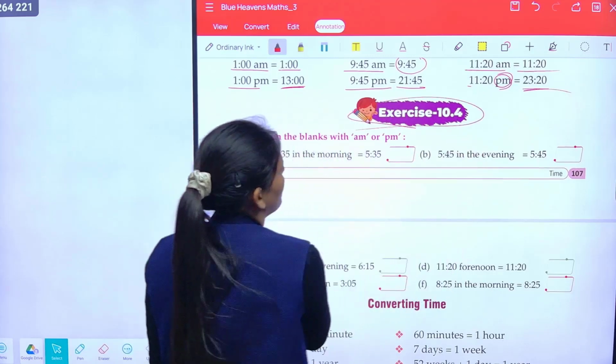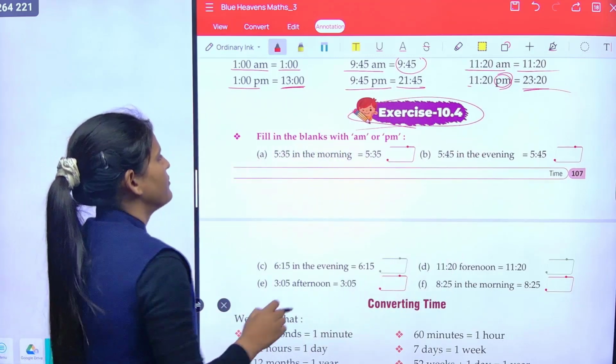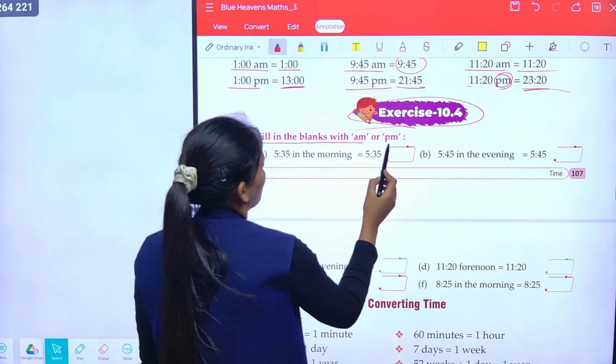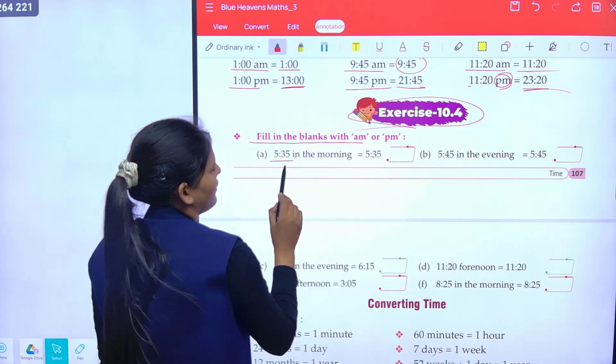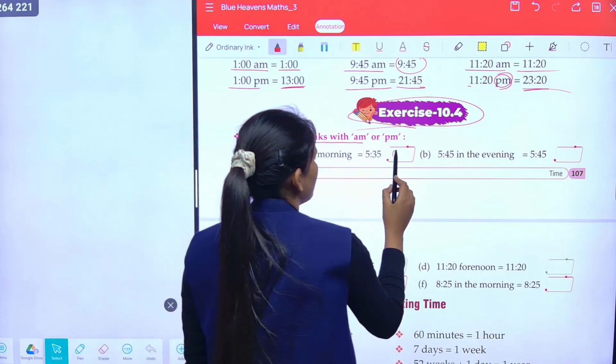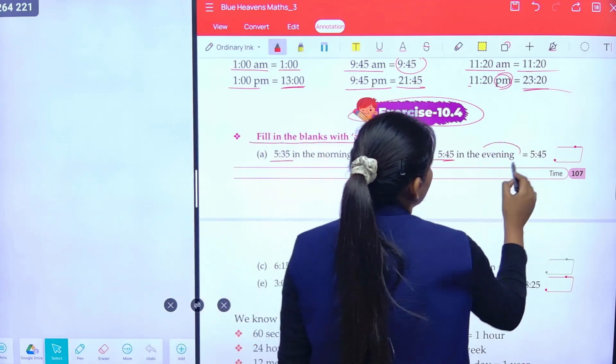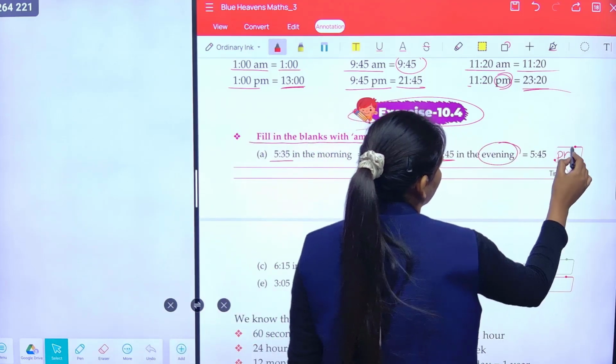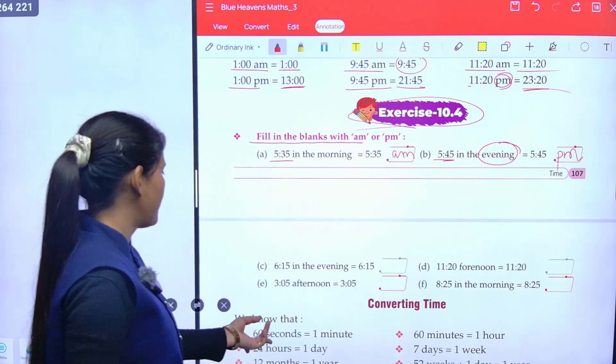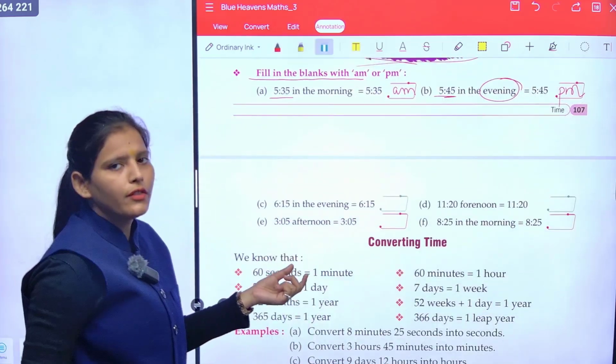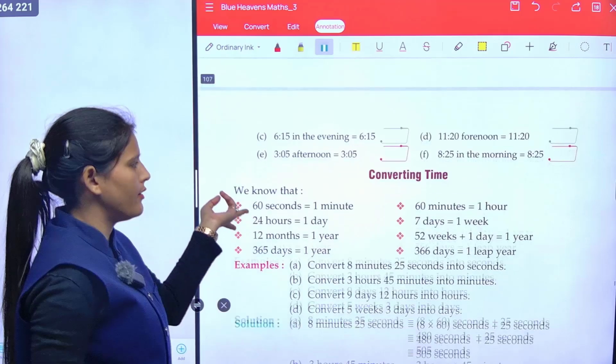Now come to exercise 10.4. Fill in the blanks with AM or PM. 3:35 in the morning. Morning means AM. Evening means PM. Understood? Yes, class. Rest of the parts do yourself.